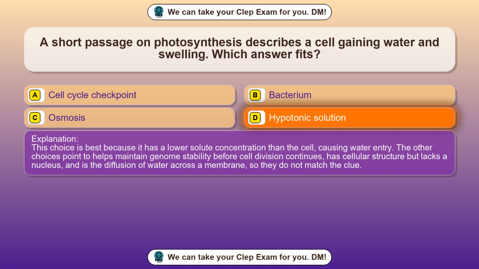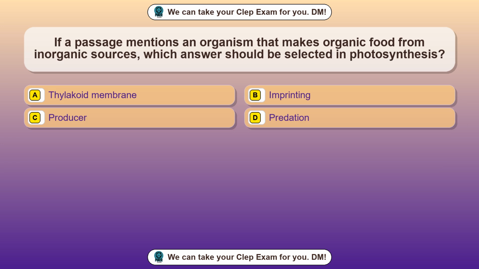This choice is best because it has a lower solute concentration than the cell, causing water entry. The other choices point to helps maintain genome stability before cell division continues, has cellular structure but lacks a nucleus, and is the diffusion of water across a membrane, so they do not match the clue. Question 52. If a passage mentions an organism that makes organic food from inorganic sources, which answer should be selected in photosynthesis? Option A, thylakoid membrane. Option B, imprinting. Option C, producer. Option D, predation. The correct answer is option C, producer.